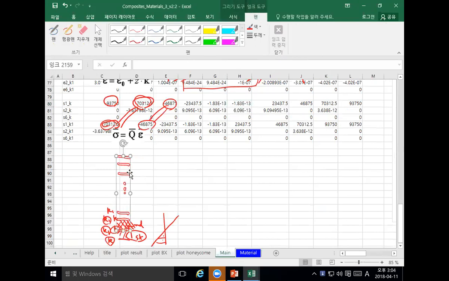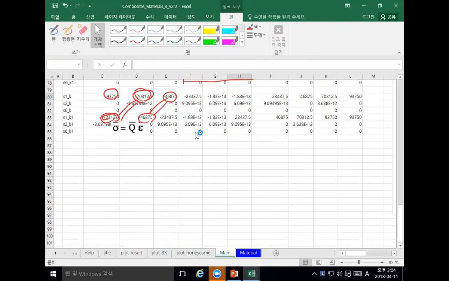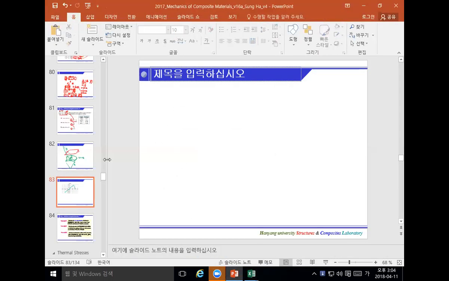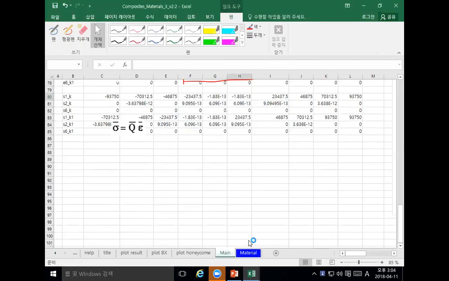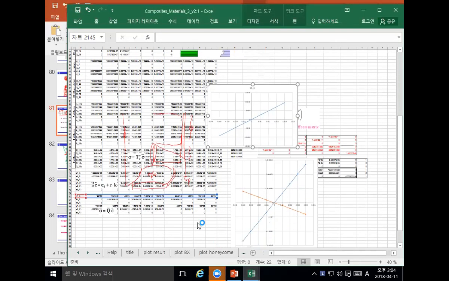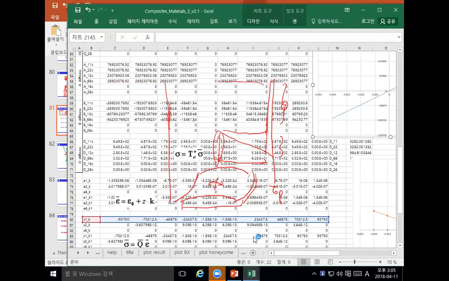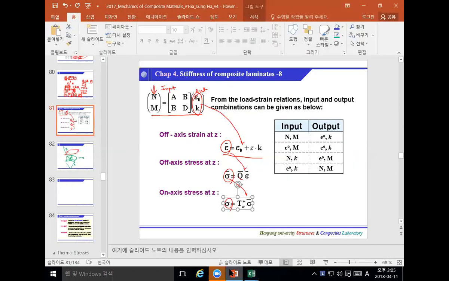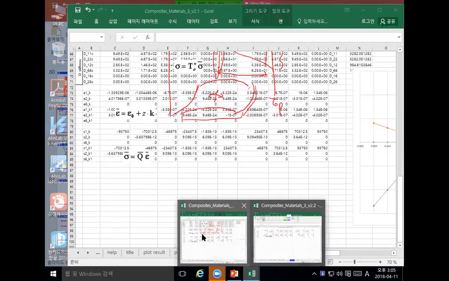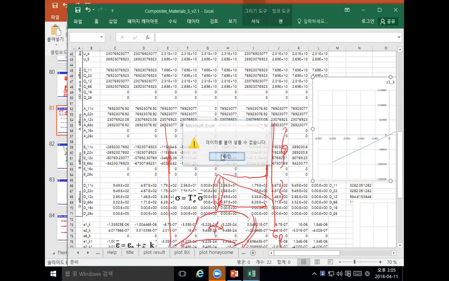Okay, so this is the stress for isotropic. I mean the off-axis stress. Now what is the next step? Next one is to calculate the on-axis stress. We transform to... why is that?